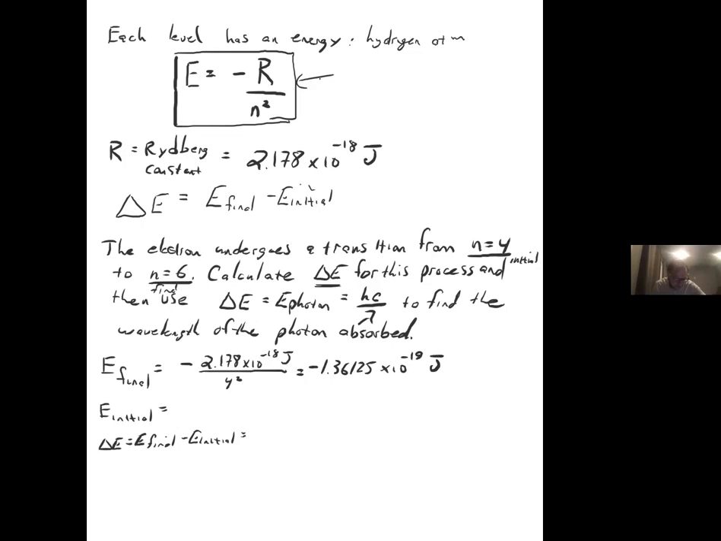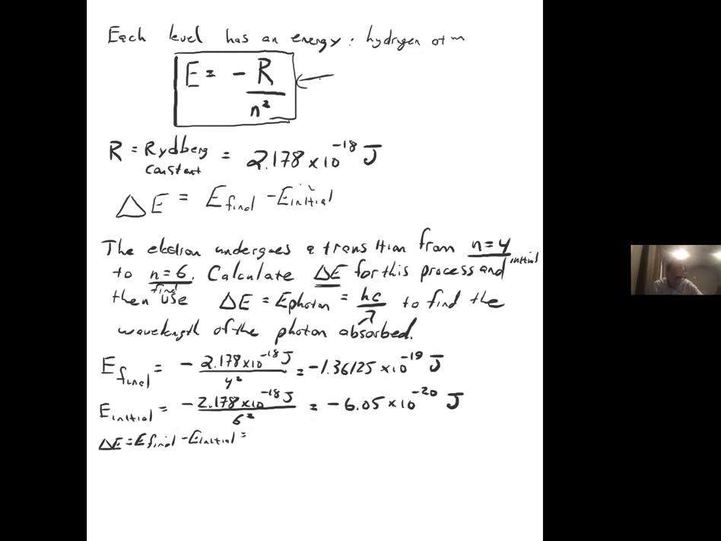Now let's do initial. Minus R over n squared. So minus 2.178 times 10 to the minus 18 joules over 6 squared, which is 36. Let's try that one. So I get minus 6.05 times 10 to the minus 20 joules.